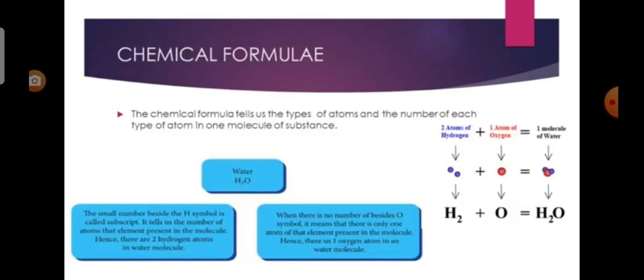molecule of a substance. Water, H2O. Here the small number beside the H symbol is called a subscript. It tells us the number of atoms of the elements present in the molecule. Hence, there are two hydrogen atoms in a water molecule. When there is no number beside the O symbol, it means that there is only one atom of the element present in the molecule. Hence there is one oxygen atom in a water molecule.